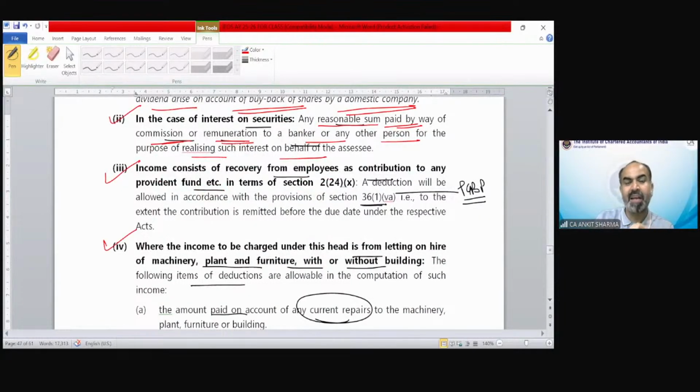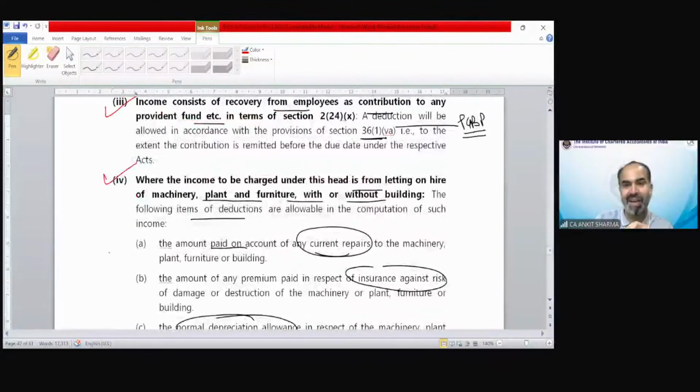Next is where the income to be charged under this head is from letting on hire of machinery, plant and furniture, with or without buildings. So if that income does not fall under PGBP and does fall under income from other sources, you can claim these expenditures, the same as you would have claimed under PGBP if that income were taxed under PGBP.